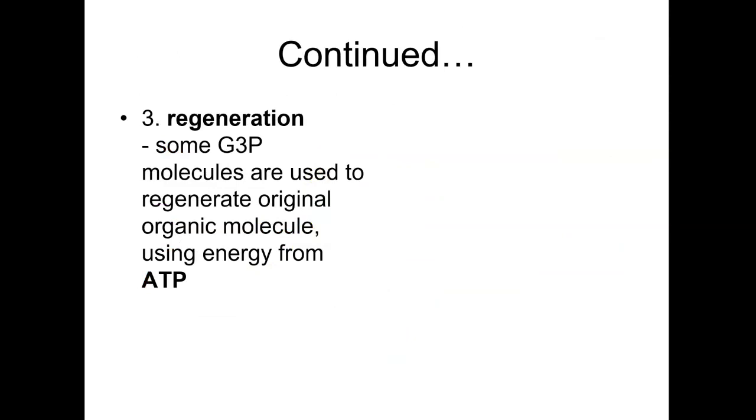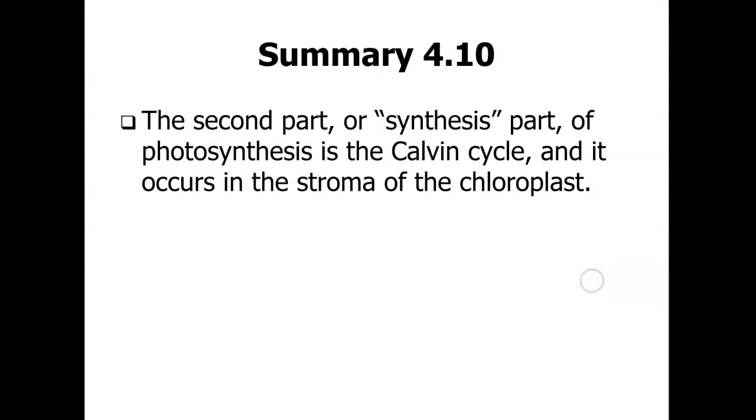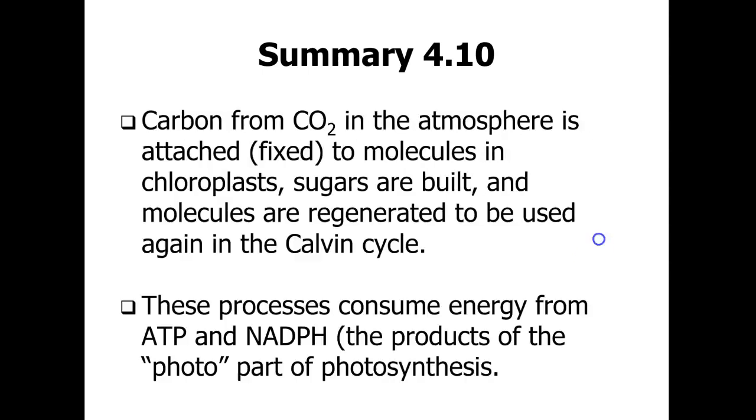The third step is the regeneration step, where some of that G3P molecule is going to be used to regenerate the original organic molecule, and so it's going to continue to go around the circle. So the second part, or the synthesis part of photosynthesis, is the Calvin cycle, and it occurs in the stroma of the chloroplast. So you capture light, remember, in the thylakoid, and now you're going to actually make it into sugar or glucose in the stroma.